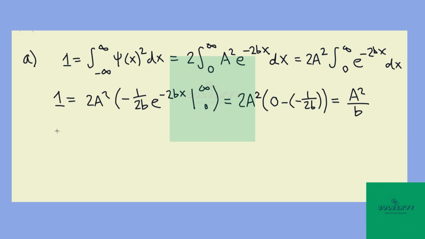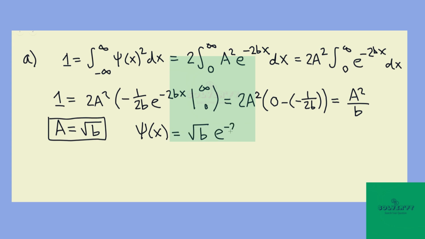Thus, A must be the square root of b, which means our wave function, once normalized, is root b e to the negative bx, or e to the bx.